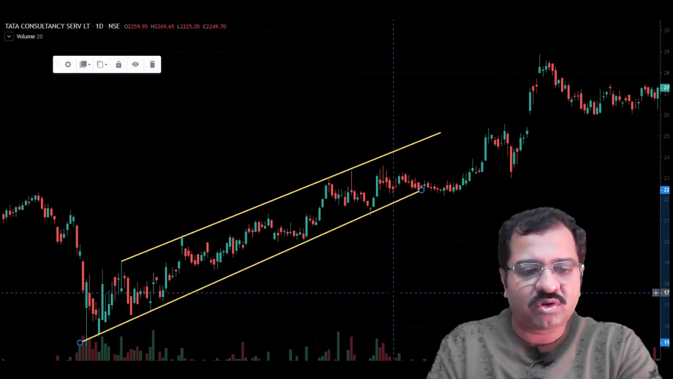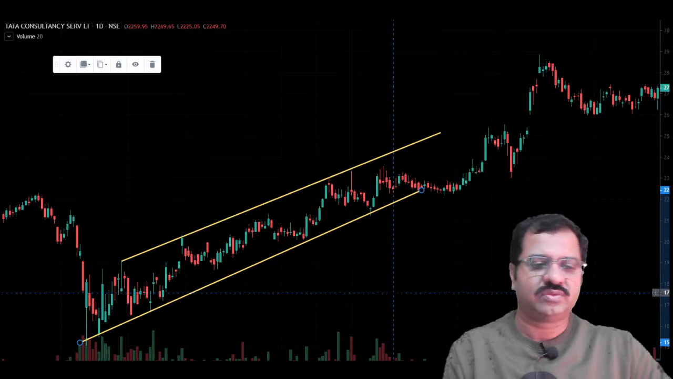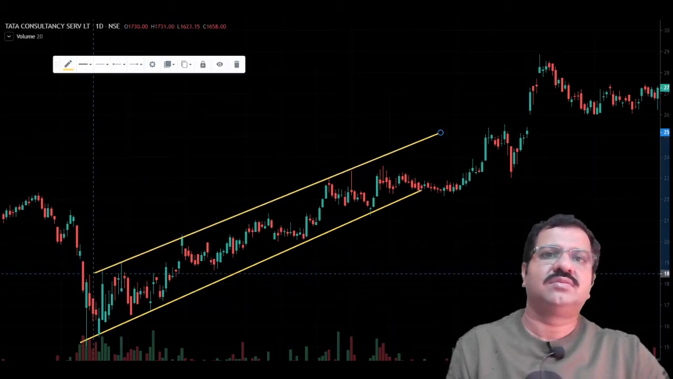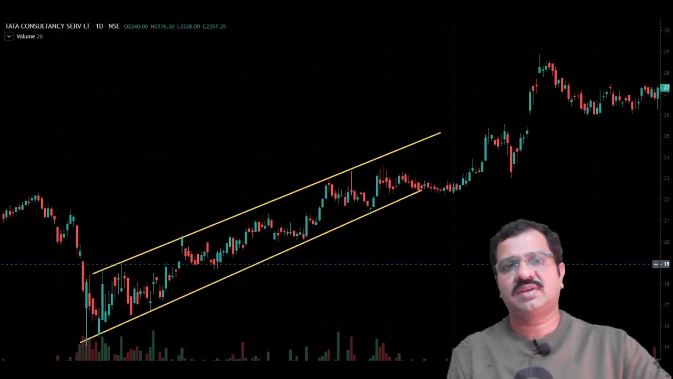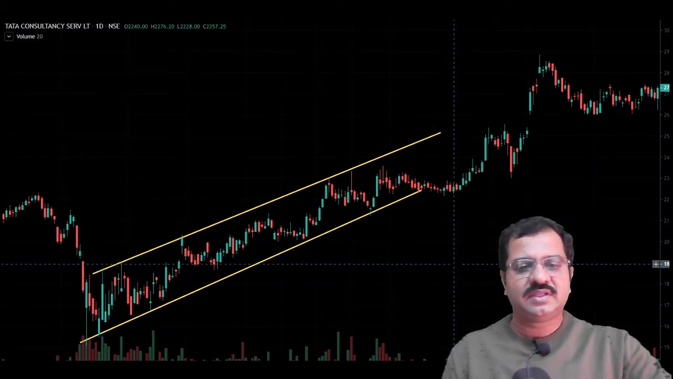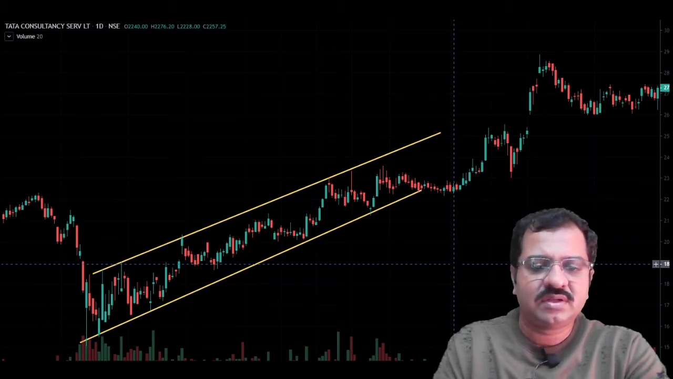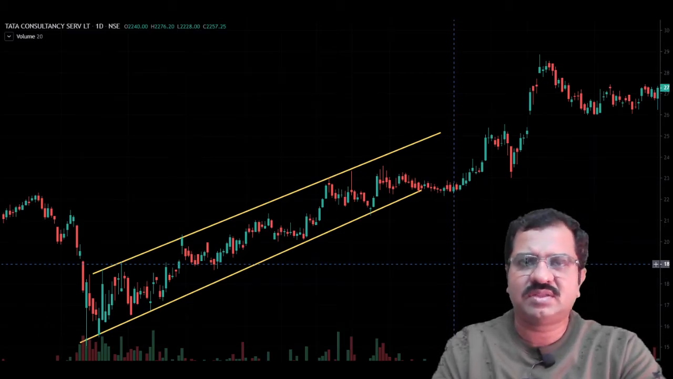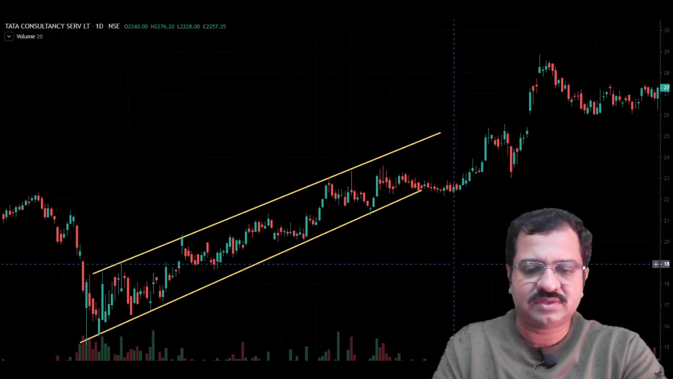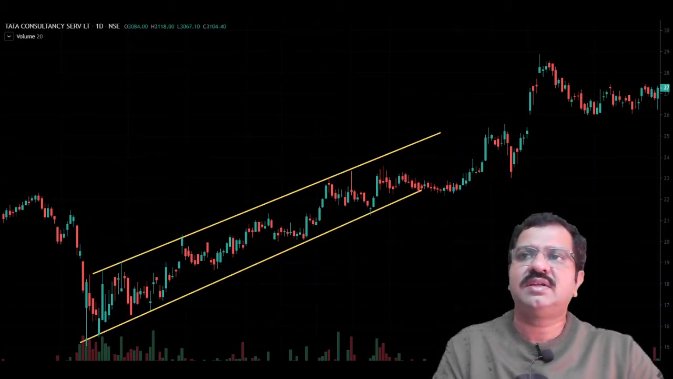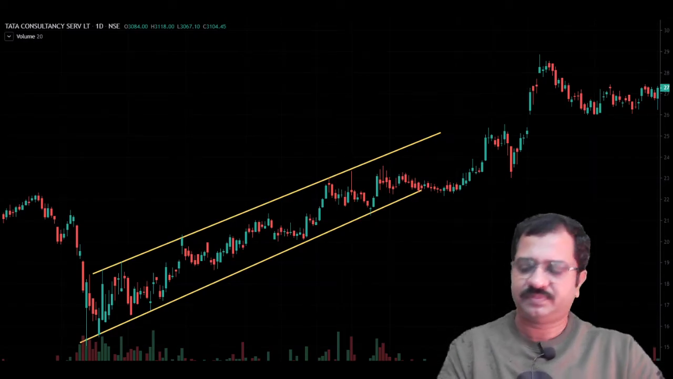You don't need to draw it on both sides. I have just drawn it to show you. You don't need to have these levels drawn on both sides. I have created a channel here. Both of these are called trend lines, because if you see the trend, it is in between these two lines.